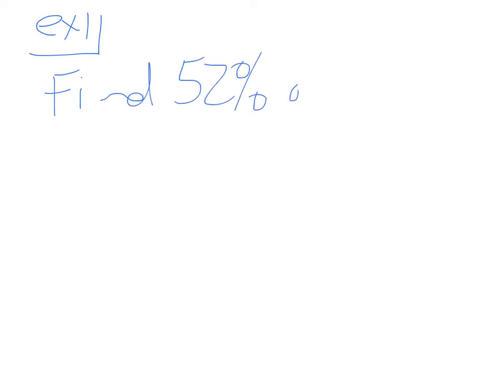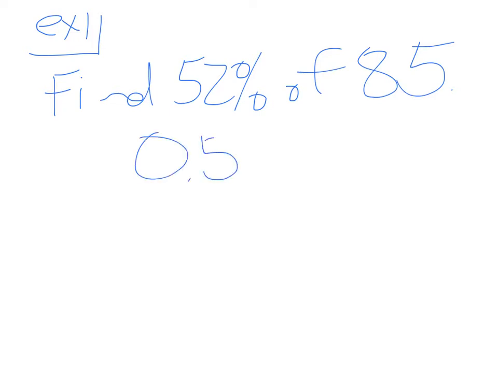We've got example number 1. Find 52% of 85. So all we're doing here is finding 0.52 of, which means times, 85. So let's go ahead and multiply.